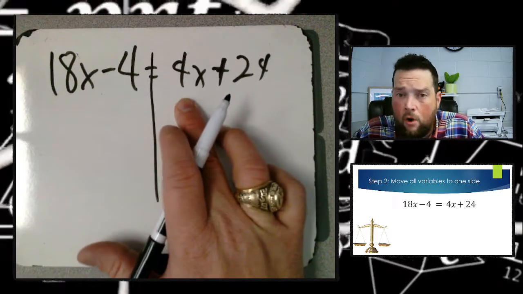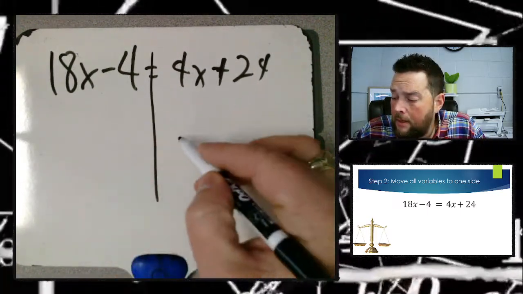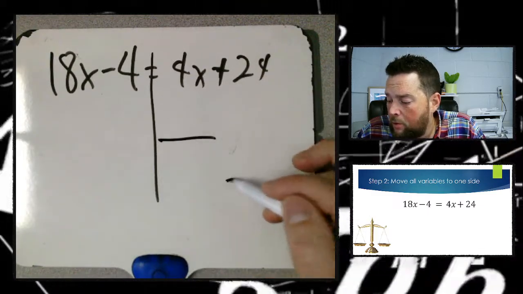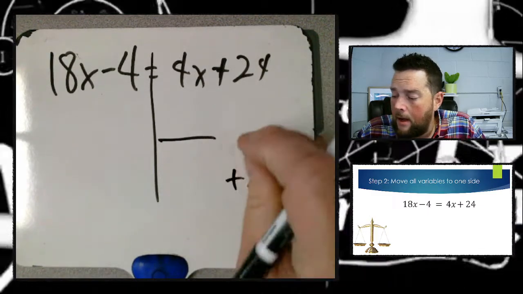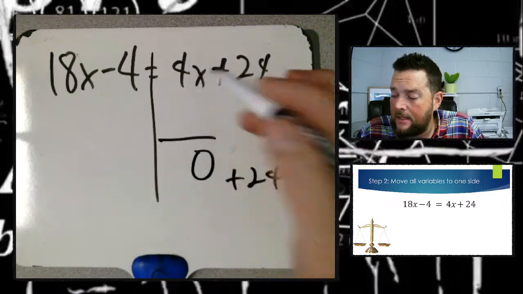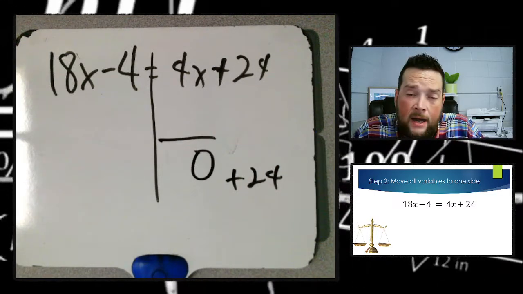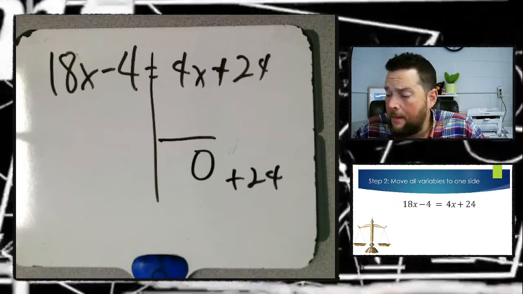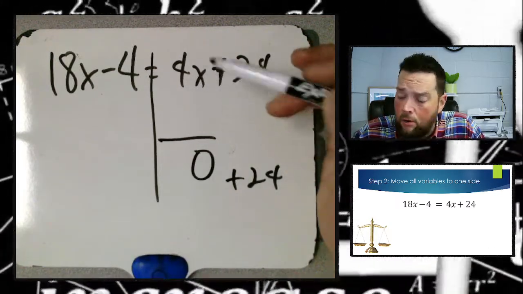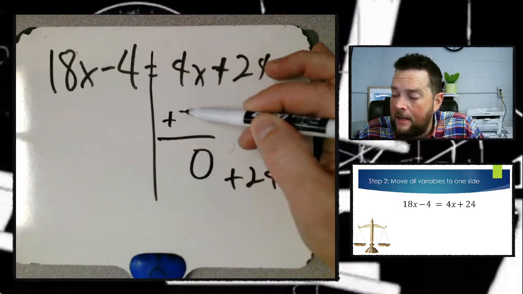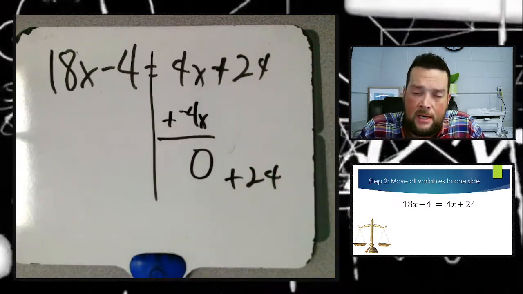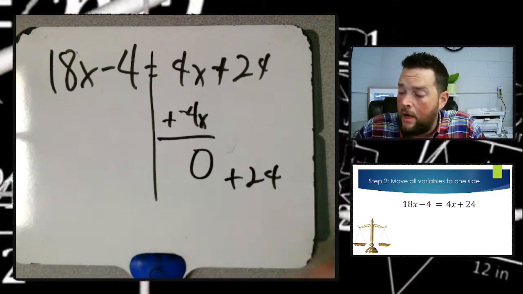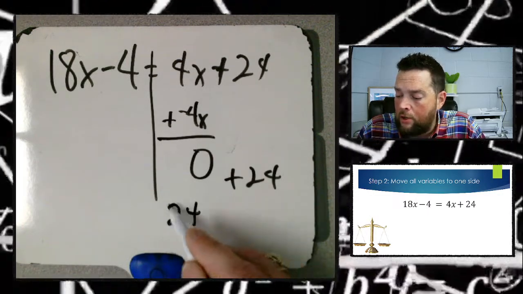So I've got this 4x right here, which means I need to get rid of it. I'm going to keep this plus 24 later on. But I need to make 0 out of that 4x. I need to get rid of it in a mathematical kind of way. So to make 0, I'm going to add the opposite of 4x, which is negative 4x. 4x plus negative 4x equals 0, and 0 plus 24 is 24.